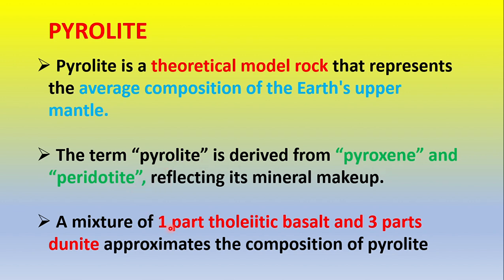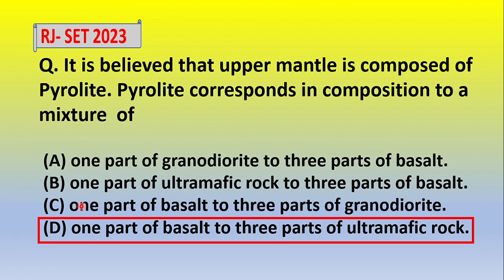And pyrolite is a mixture of one part of the tholeiitic basalt and three parts of the dunite. Dunite is the ultramafic rock, olivine rich ultramafic rock. So one part of the tholeiitic basalt and three parts of the dunite represent the pyrolite. So correct answer of this question is one part of the basalt and three parts of the ultramafic rock, or we can say dunite. The examiner can also give you gabbro instead of the basalt here.